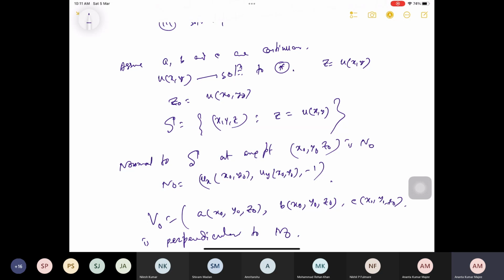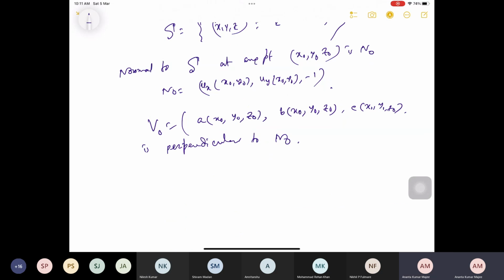Yes, sir. So you look at this surface. How do you find the tangent passing through the point (x0, y0, z0)? So S is the surface. It looks like this, with x, y and z axes. Now you look at the tangent. I am considering N0, which is the normal at that point. So that is how you have this part. Okay, sir. Okay.